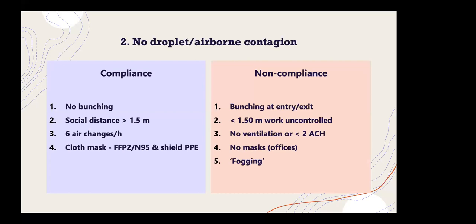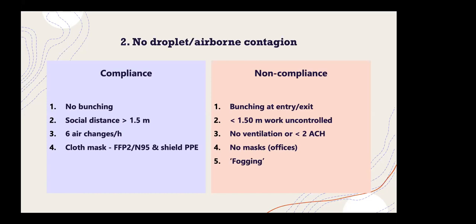We want 6 air changes per hour in every room where people are. The minimum in the law is 2 air exchanges per hour, but you want 6 when people come in there. And that's in many instances not the case. And then we want a cloth mask, or if you have close contact workers, the combination of either FFP2 or N95 respirator together with a face shield as PPE.